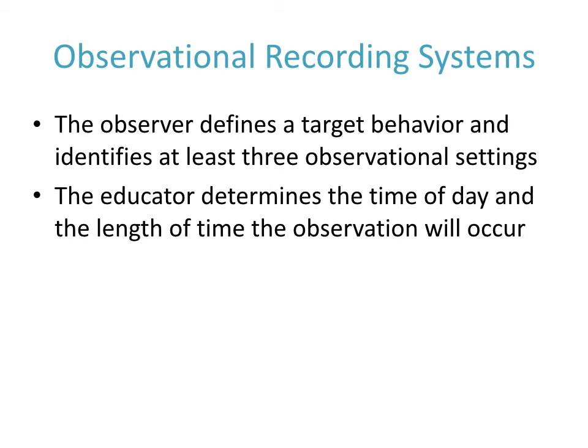To become more accurate observers, you have to define the target behavior, how the behavior looks, and identify at least 3 observation settings. So you will do observation across settings because we want to be more accurate and reliable. And also, teacher, you have to determine the time of day and the length of time the observation will occur before observations.